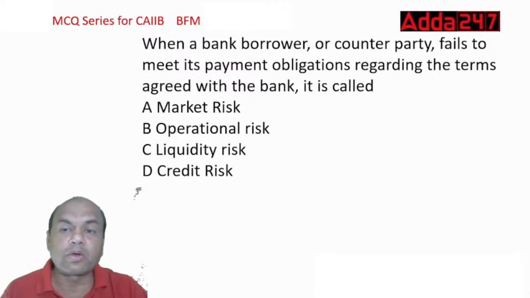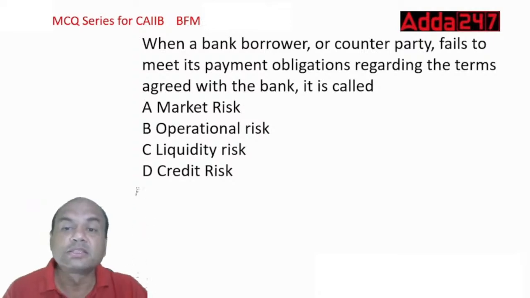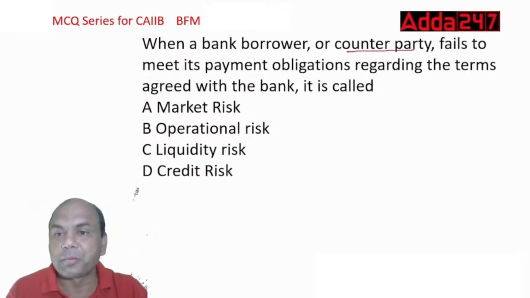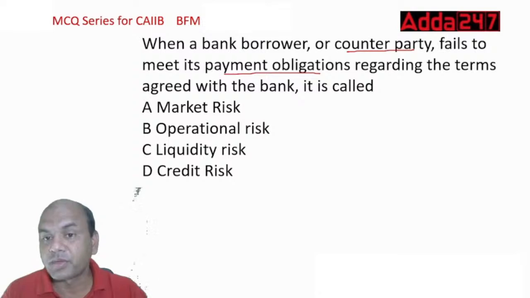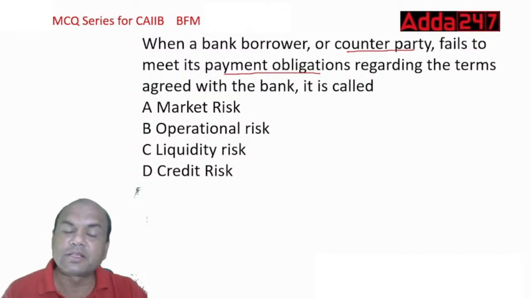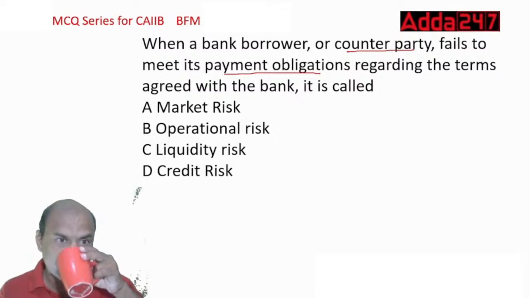When the bank's borrower or the counterparty fails to meet its obligations regarding the terms agreed with the bank, it is called what? Here the counterparty is failing. Counterparty fails to meet its obligations. So what do you mean by this? Counterparty is failing. Market risk, operational risk, liquidity risk, credit risk. Type fast in the comment section. Is it A, B, C or D? What do you say?